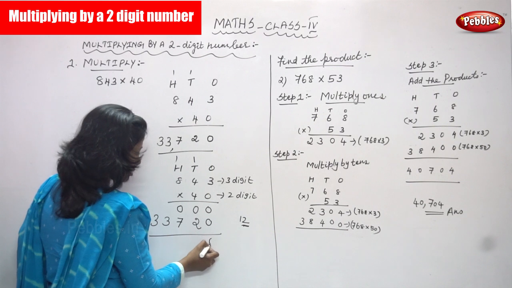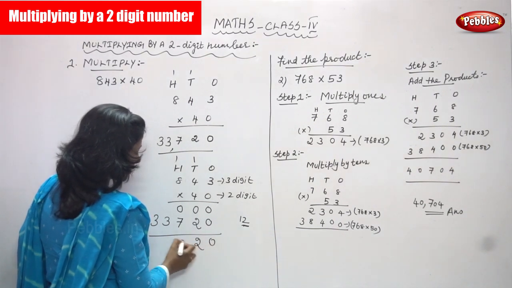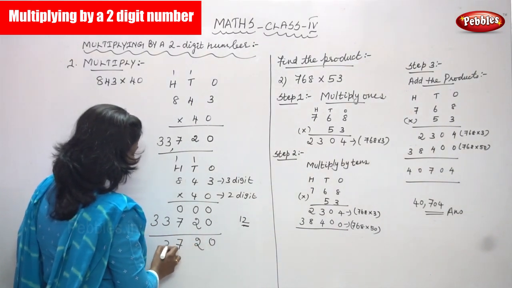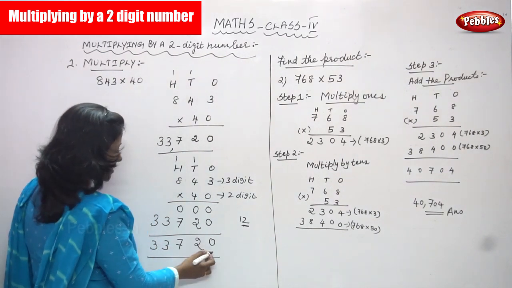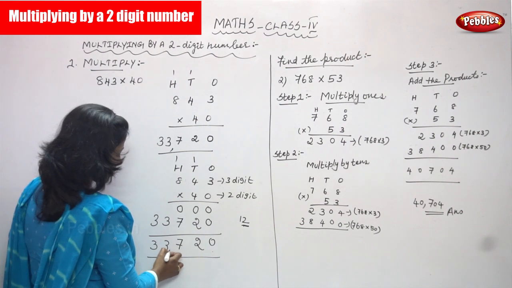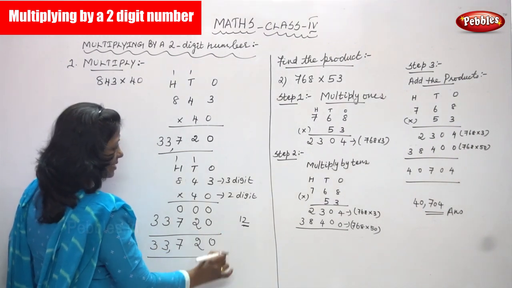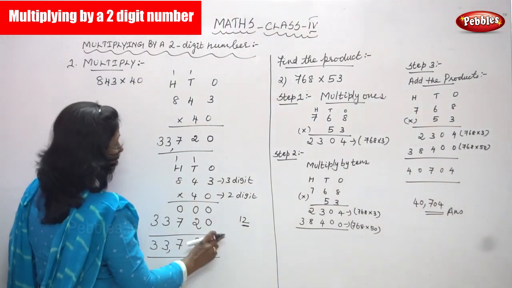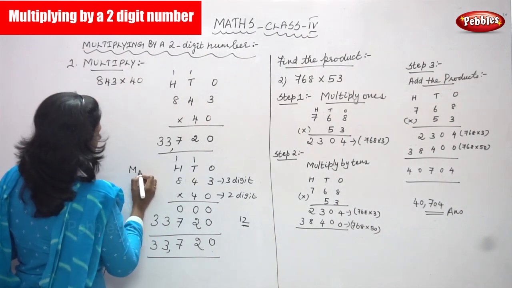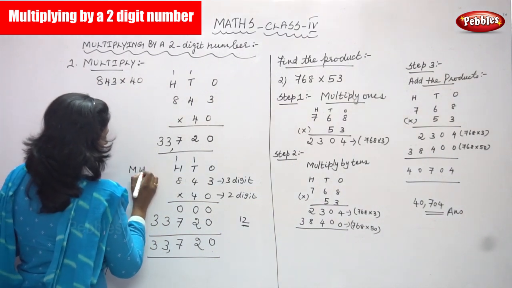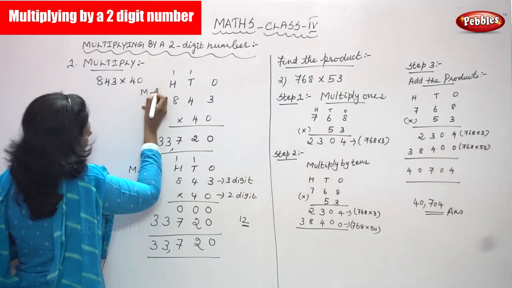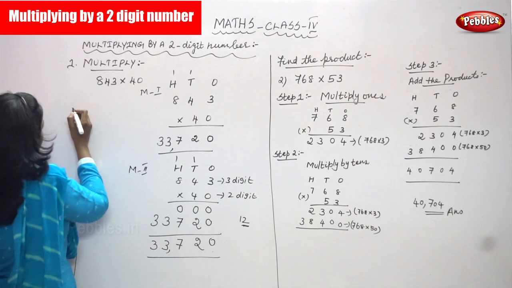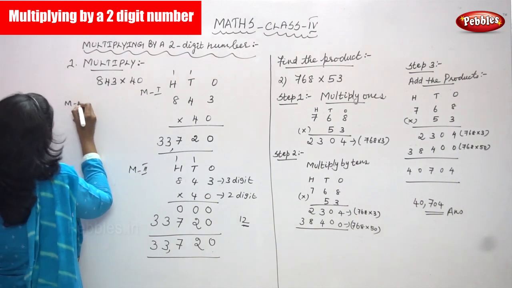So 0, 2, 7, 3 and 3 again. Ones, tens, 100, 1000, 10,000. The answer is 33,720. This is method 2. This is method 1. And method 3 is, look at this.